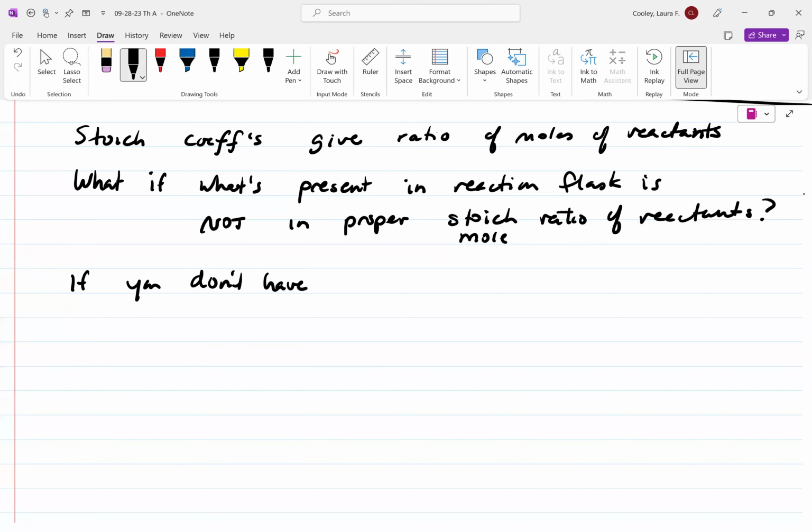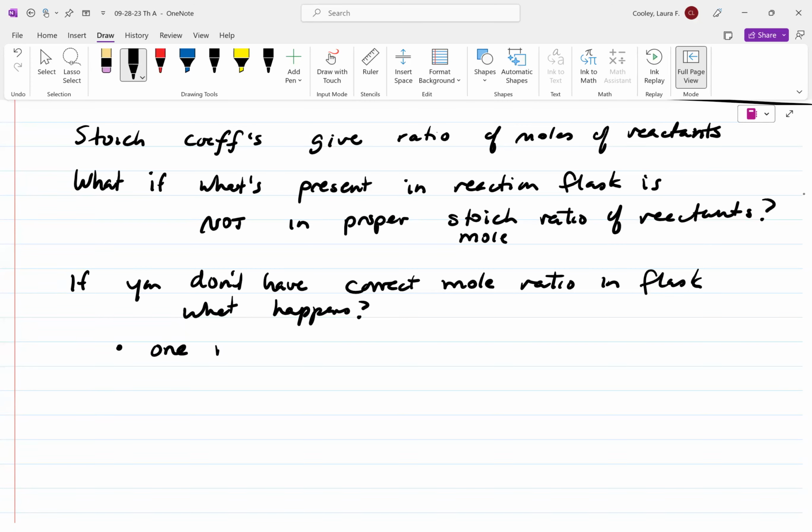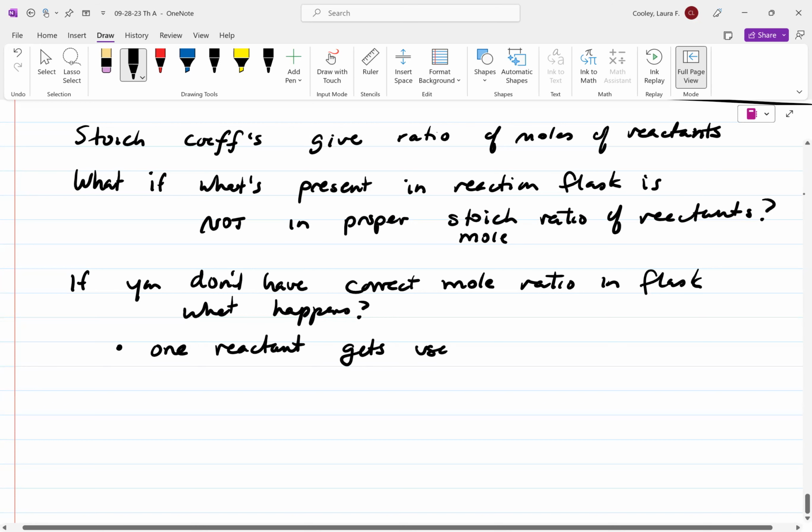Okay, but what it means is if you don't have the correct mole ratio in the flask, what happens? Well, of course, they're going to react. But when the reaction is done, one of them will be left over, right? Because they weren't present in the right ratio. One of them will get used up and one of them will get left over. Okay, so what happens is one reactant will get used up, and the other will be left over.